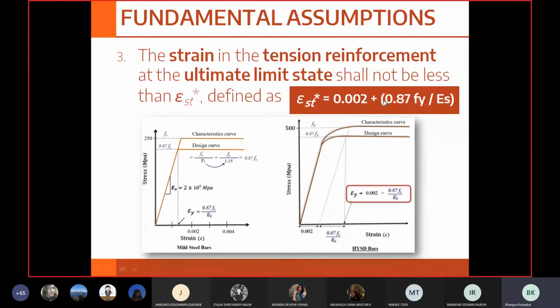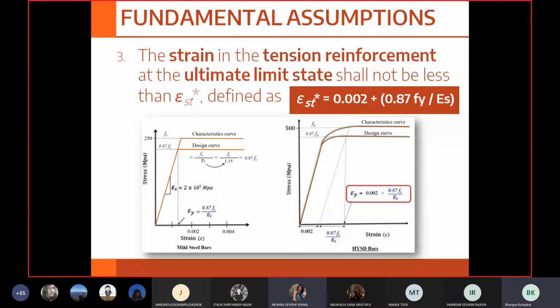Now at this value, the high strength bars are going to be yielded, because we have defined this as the starting point for the yield of HYSD bars. But for mild steel, yes, this is a slightly conservative number. It starts yielding at 0.75 fy by Es itself. But even at this number, that is 0.002 plus 0.875 fy by Es, mild steel is still going to be yielded. So this number is a little conservative for mild steel, but it is okay for high strength steels.